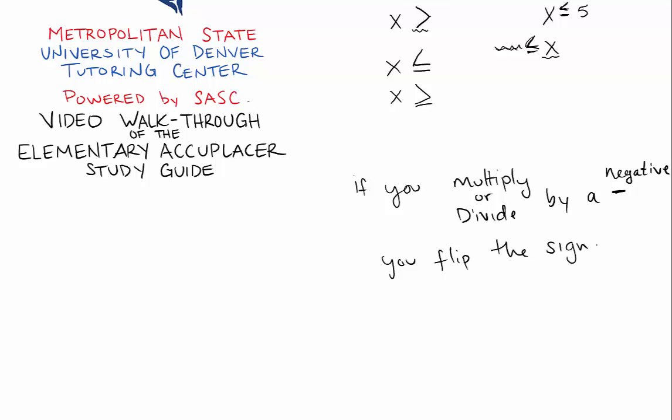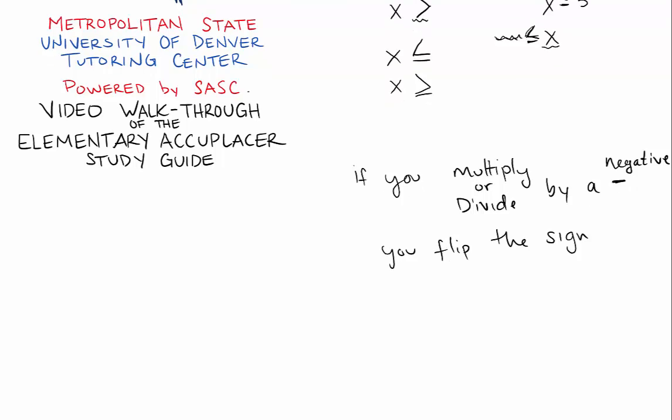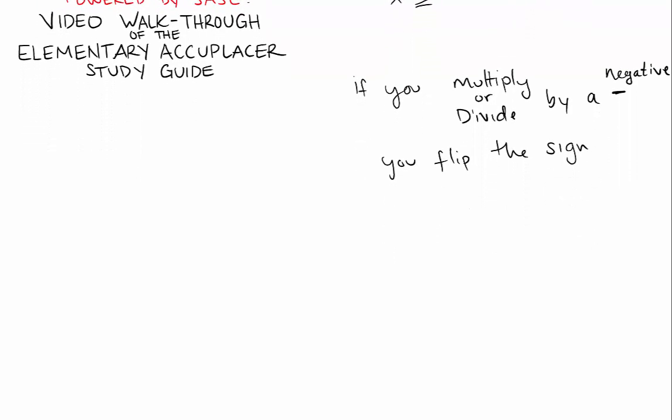You flip the sign. I'm not an English major. All right, and what do I mean by that? If I have, let's say, negative 5x is less than or equal to, let's say, 10, then based on the video that we did on solving linear equations, I'm going to divide by negative 5. And when I divide by negative 5, negative 5 divided by negative 5 is simply 1. So, yay, I have an x on this side, and that's what I want.